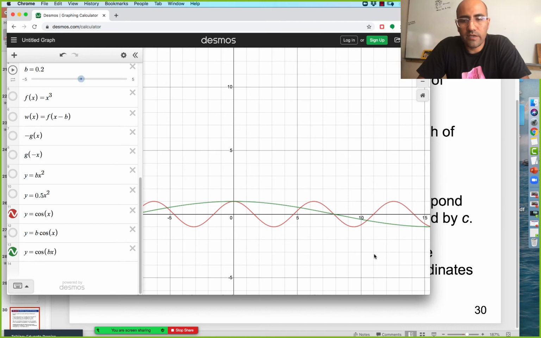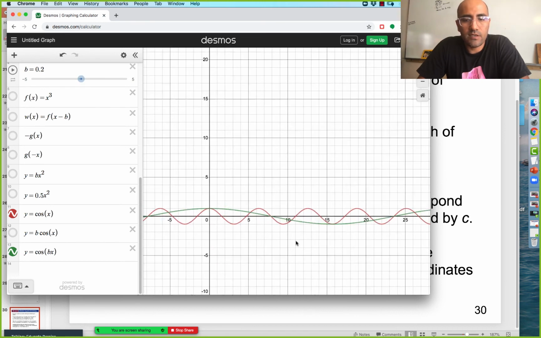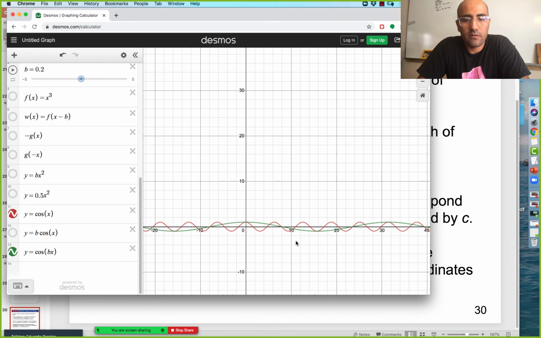Good. So you see here we have to go way out to see 1 period of cosine. Right? 1 period of cosine is all the way out there, from 0 to 10 pi, and that's where b equals 0.2. So this is cosine of 0.2x, this green one. And in that same space, we could have done 5 periods of the regular cosine.